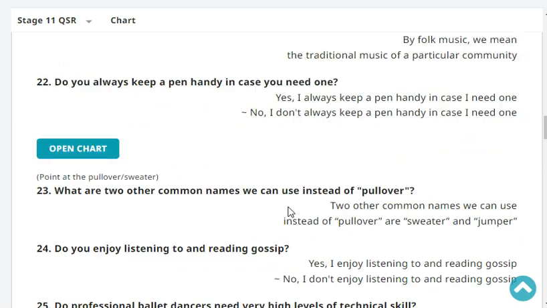Greg, what do we mean by folk music? By folk music, we mean the traditional music of a particular community. Very good. One more.